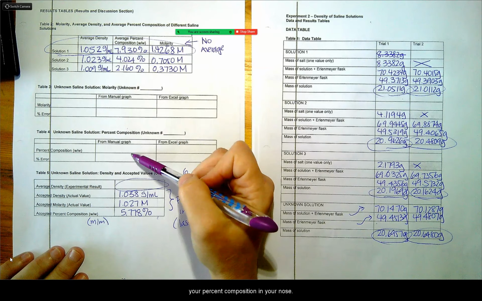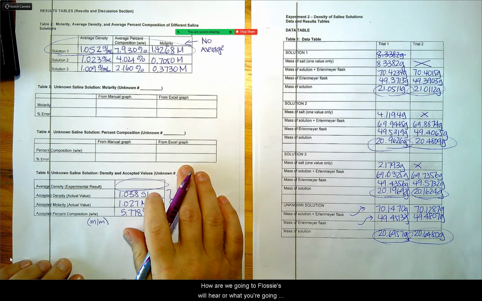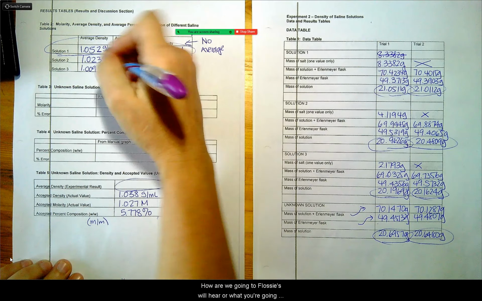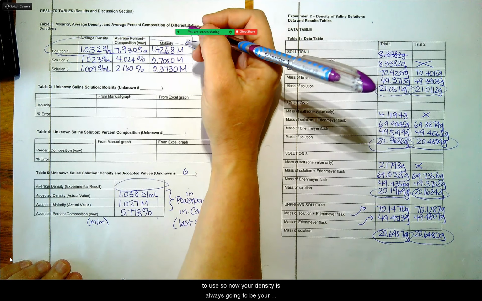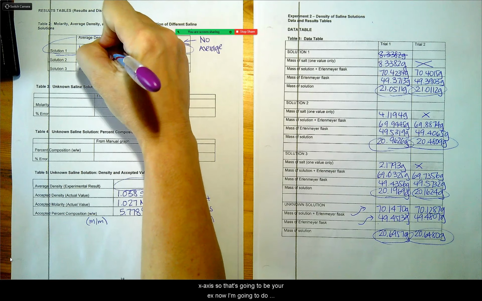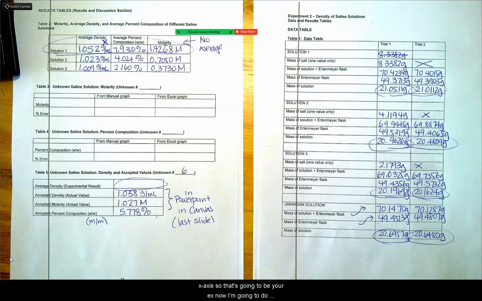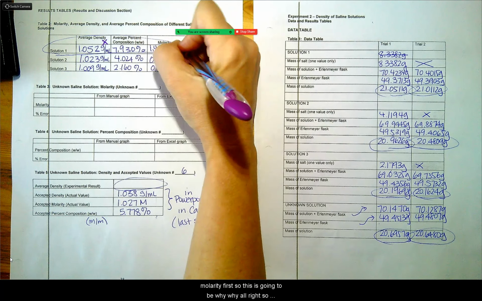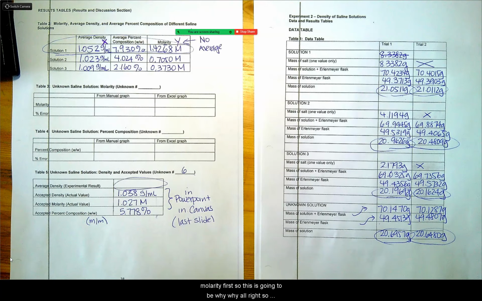So let's talk about the manual graphs first. How are we going to plot these? Well, here is what you're going to use. Your density is always going to be your x-axis. So that's going to be your x. I'm going to do molarity first, so this is going to be my y.